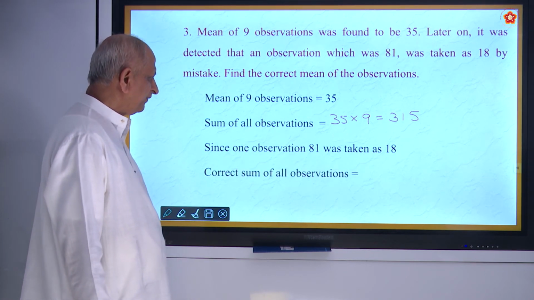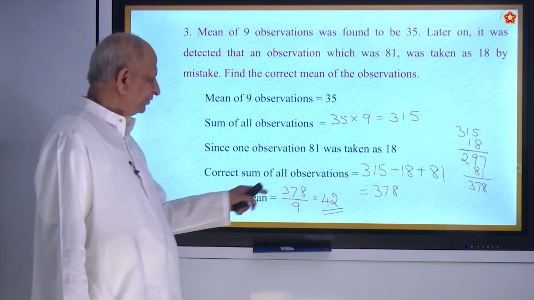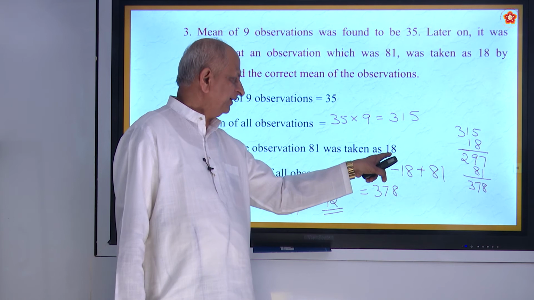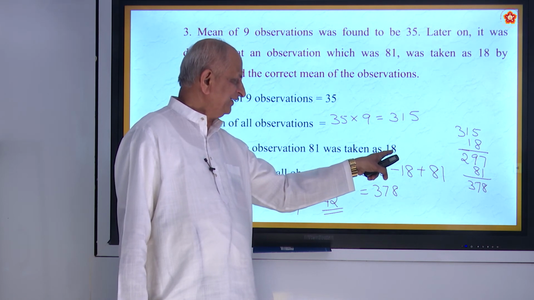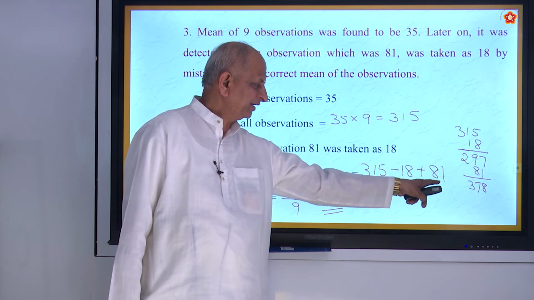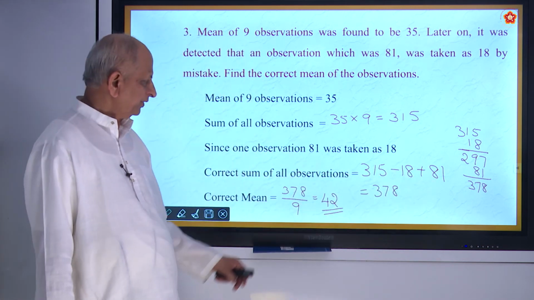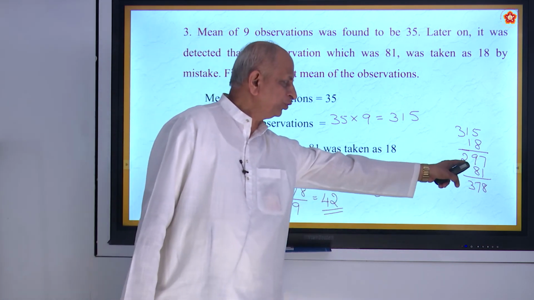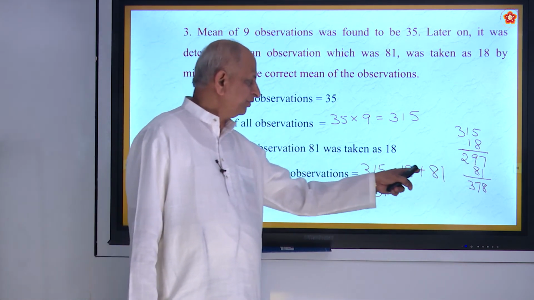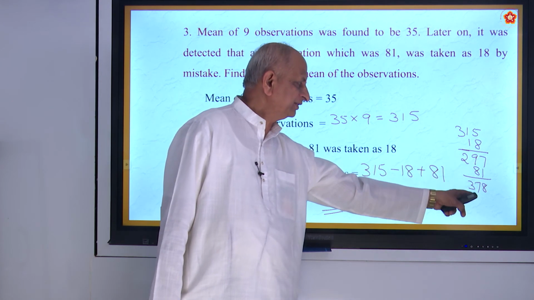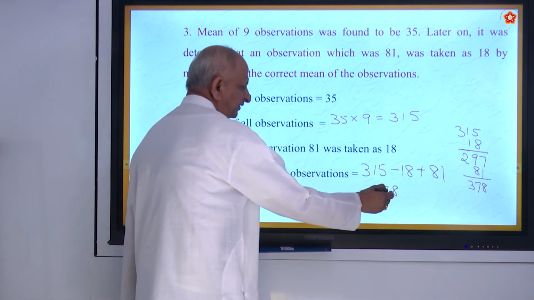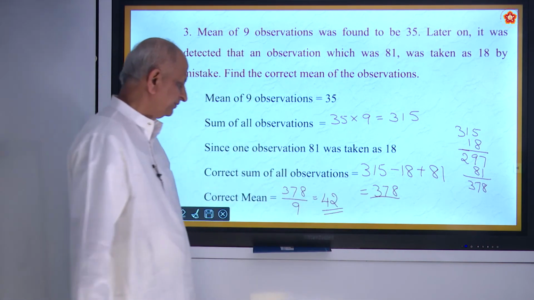So the correct sum of all observations is, 315 is the total. In that, 18 was taken, so we subtract that 18. But actually it should be 81. So when you subtract this, it becomes 297. And the actual value should be 81. Add that, you get 378. So that is the correct sum of all observations.